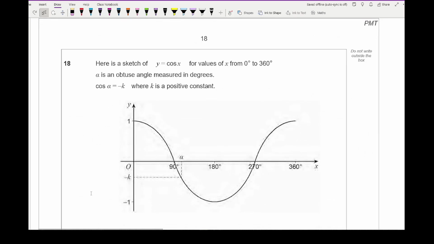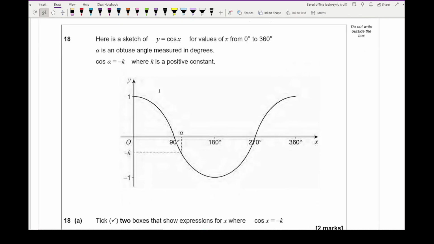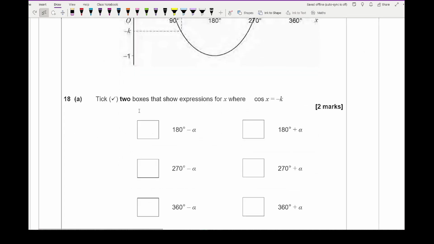Moving on to question 18, it says here is a sketch of y equals cos x, for all values of x from 0 to 360. Alpha is an obtuse angle measured in degrees. Cos alpha equals minus k, where k is a positive constant, and it says tick 2 boxes to show the expressions for x where cos x equals minus k.